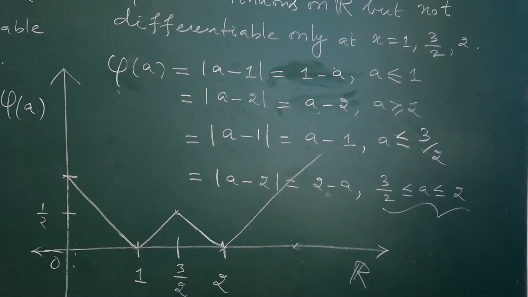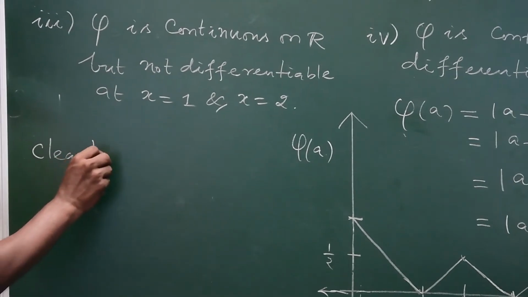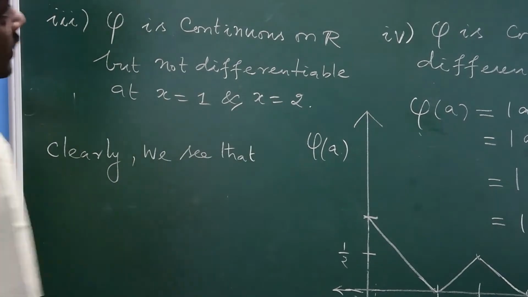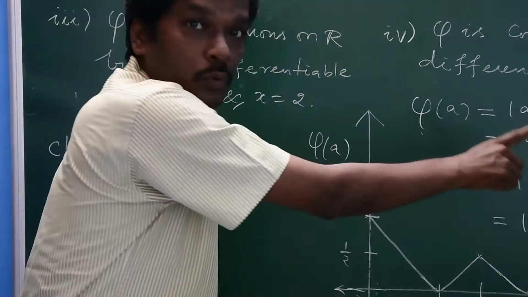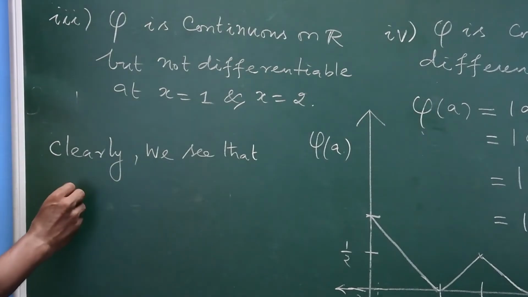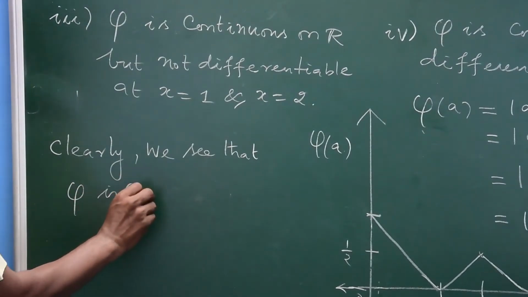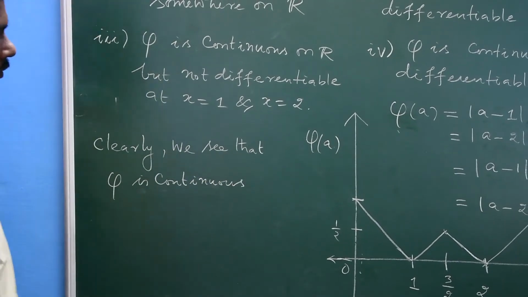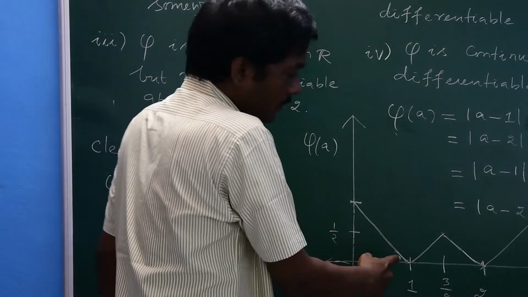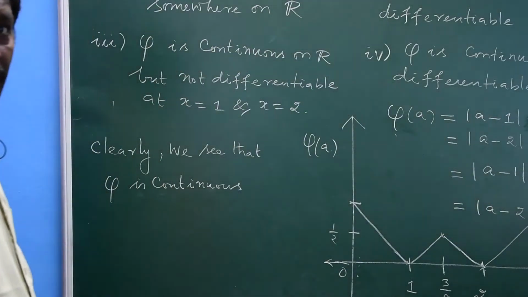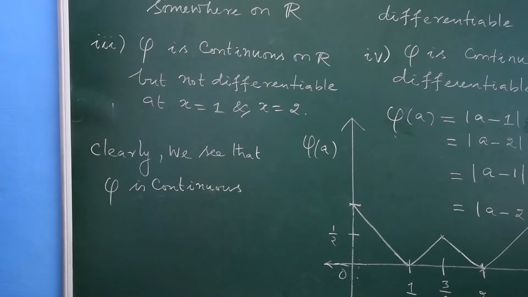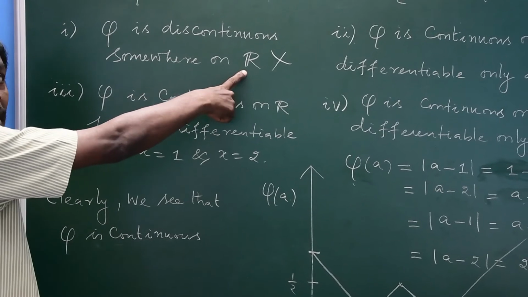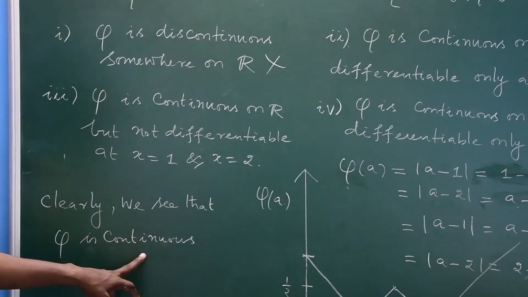Clearly we see that the function phi is continuous at every point, right? Because the graph exists for every point in the domain. So the function is continuous. So option 1, that f is discontinuous somewhere on R, is false. The function is continuous.